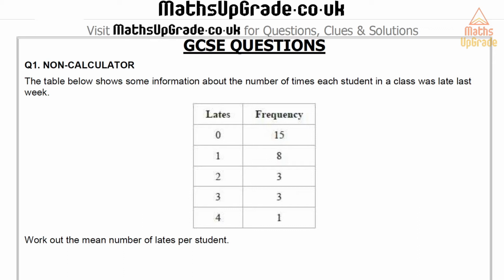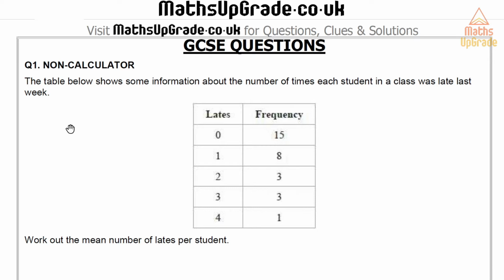This first question is a non-calculated question and the remainder questions are all calculated questions. For 3 marks we need to work out the mean number of lates per student from this table. So this is known as a frequency table. What this tells us is that we've got 15 zeros, 8 ones, 3 twos, 3 threes and 1 four.